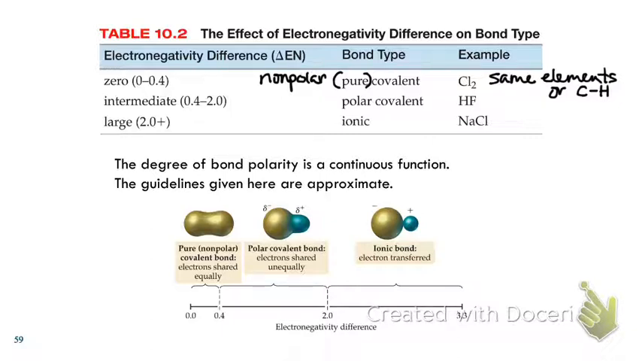The polar covalent would be two nonmetals. There are some exceptions, but I won't get you with them on an exam. If you have two different elements and they're both nonmetal, I want you to say that's a polar covalent bond. And an ionic bond would be a metal-nonmetal.